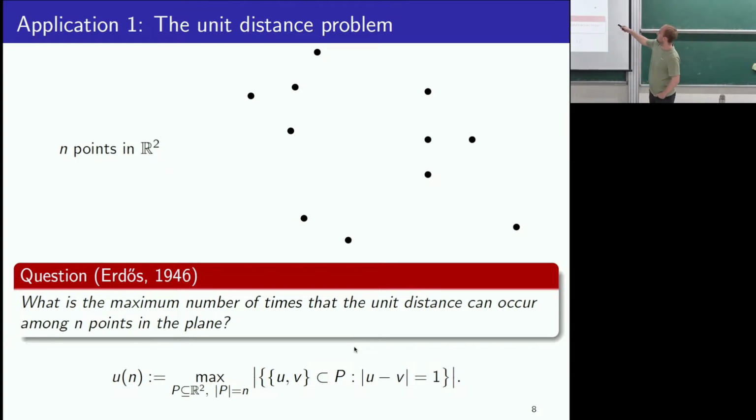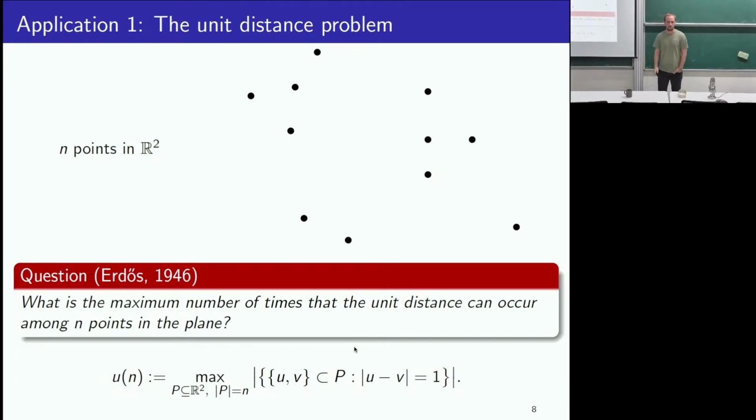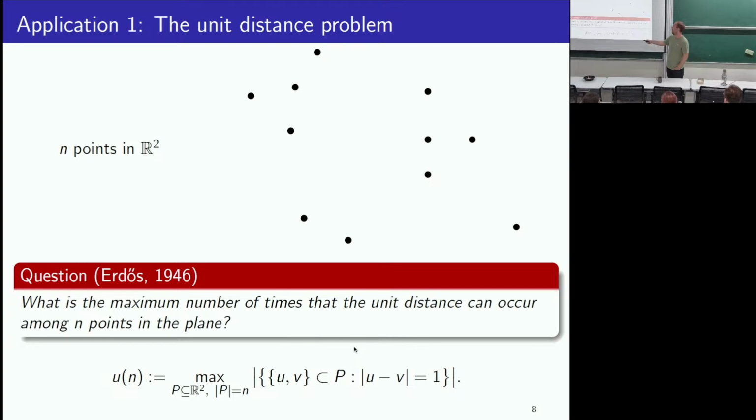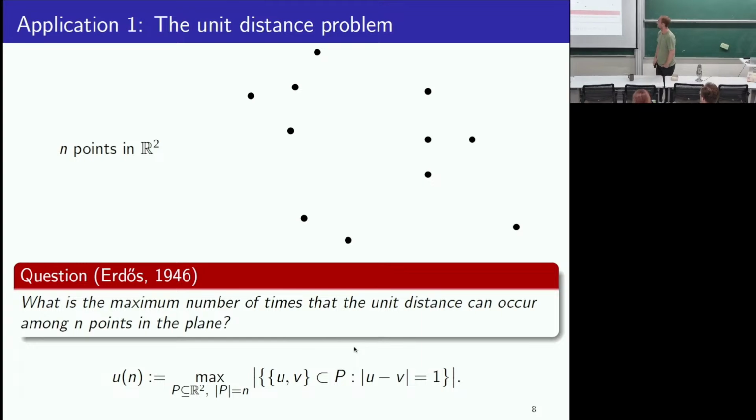So unit distance is where you look between 2 points, you check what is its distance, and if it's exactly 1, then it's a unit distance. So in other words, Erdős asks, what determines this function? We have the maximum over all point sets in the plane, and we count how many pairs in the point set are of distance 1 from each other.